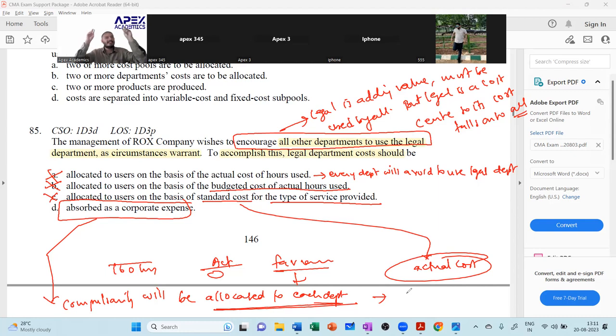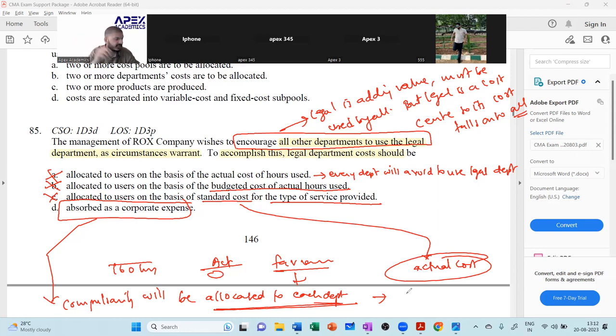Are you with me on that? Do you understand why absorption as a corporate expense is there? Because if you absorb it as a corporate expense, every department will be forced to bear a bill, and where you are forced to pay for a service, you will want to use it. Please understand that. Imagine that you are forced to pay for a particular service. Then you will go there and take benefit of that service. You will start using that service. Are you with me? Yes or no?